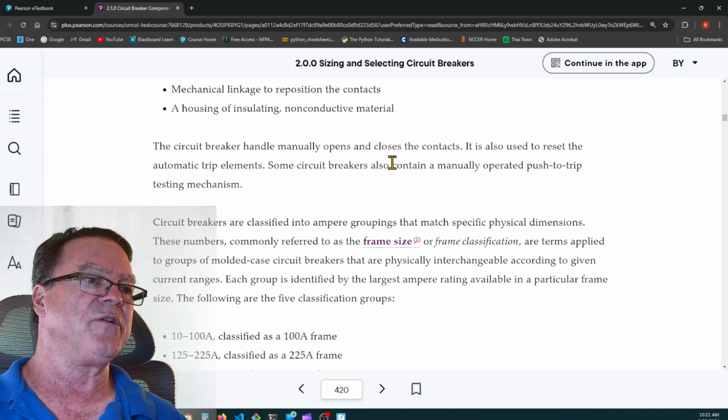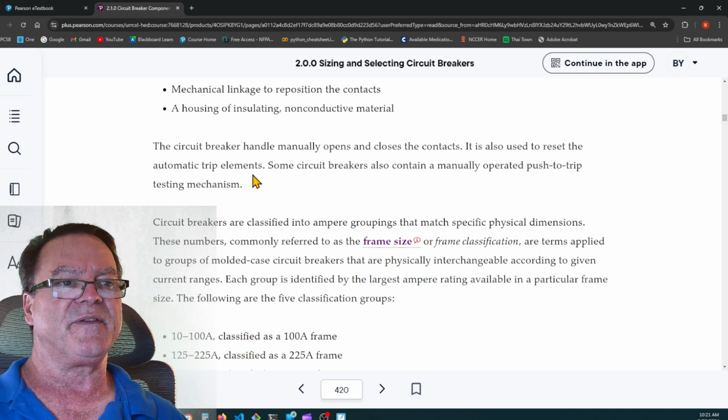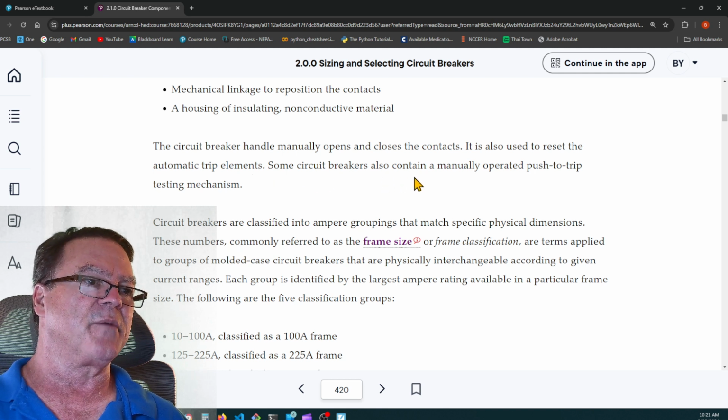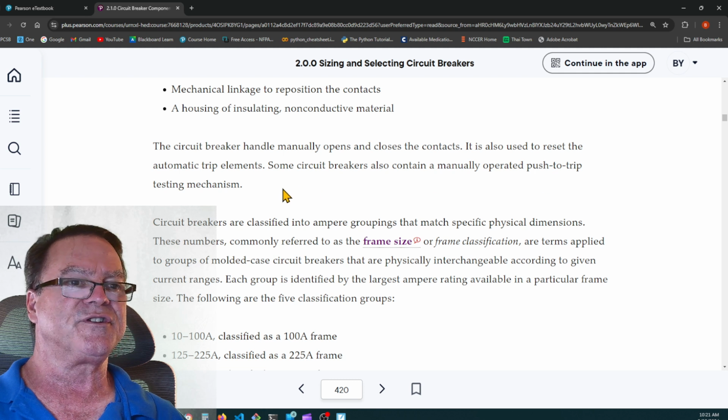The circuit breaker handle manually opens and closes the contacts. It's also used to reset the automatic trip element. Some circuit breakers also contain a manually operated push-to-trip testing mechanism.